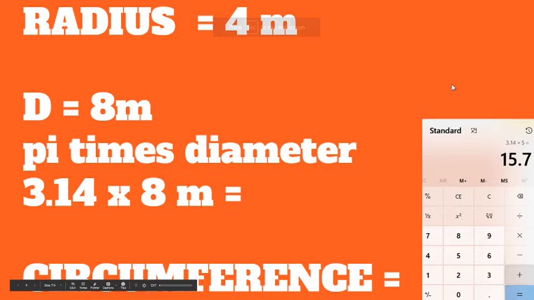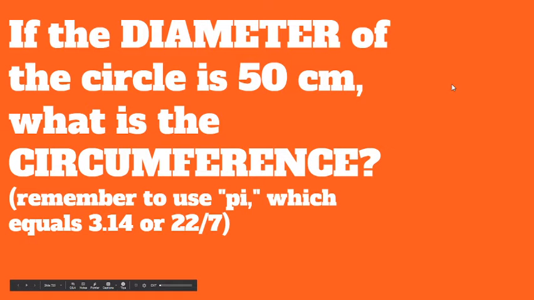All right. So now that we're understanding this formula to find the circumference of a circle, we also can use pi as 22/7. That's the same thing. If you divide 22 by 7, it's going to come up with approximately 3.14. So let's do another example. If the diameter of a circle is 50 centimeters, what is the circumference? Well, use pi, 3.14, or 22/7 to find your circumference.